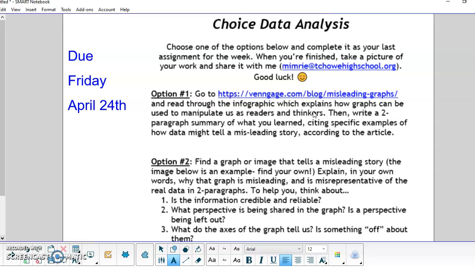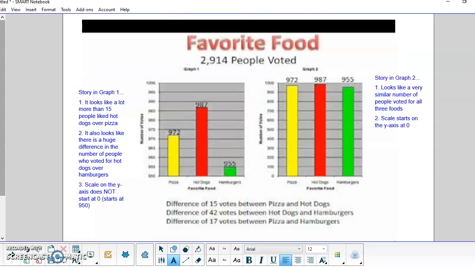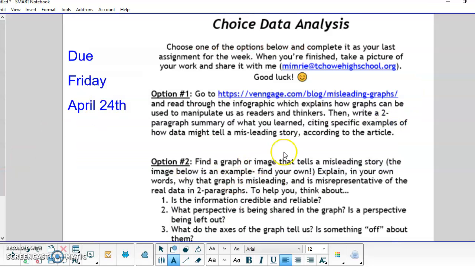Option 2, you're going to go on a little scavenger hunt, you might call it, to find a graph or an image that tells us a misleading story. We looked at that example together of our favorite food graph. All I did to find this was go into Google and type in misleading graph, misleading data, and you are set to go. And don't use mine, find a different one. And then explain in your own words why the graph is misleading and is misrepresentative of the real data. Okay, you're going to do that in 2 paragraphs.